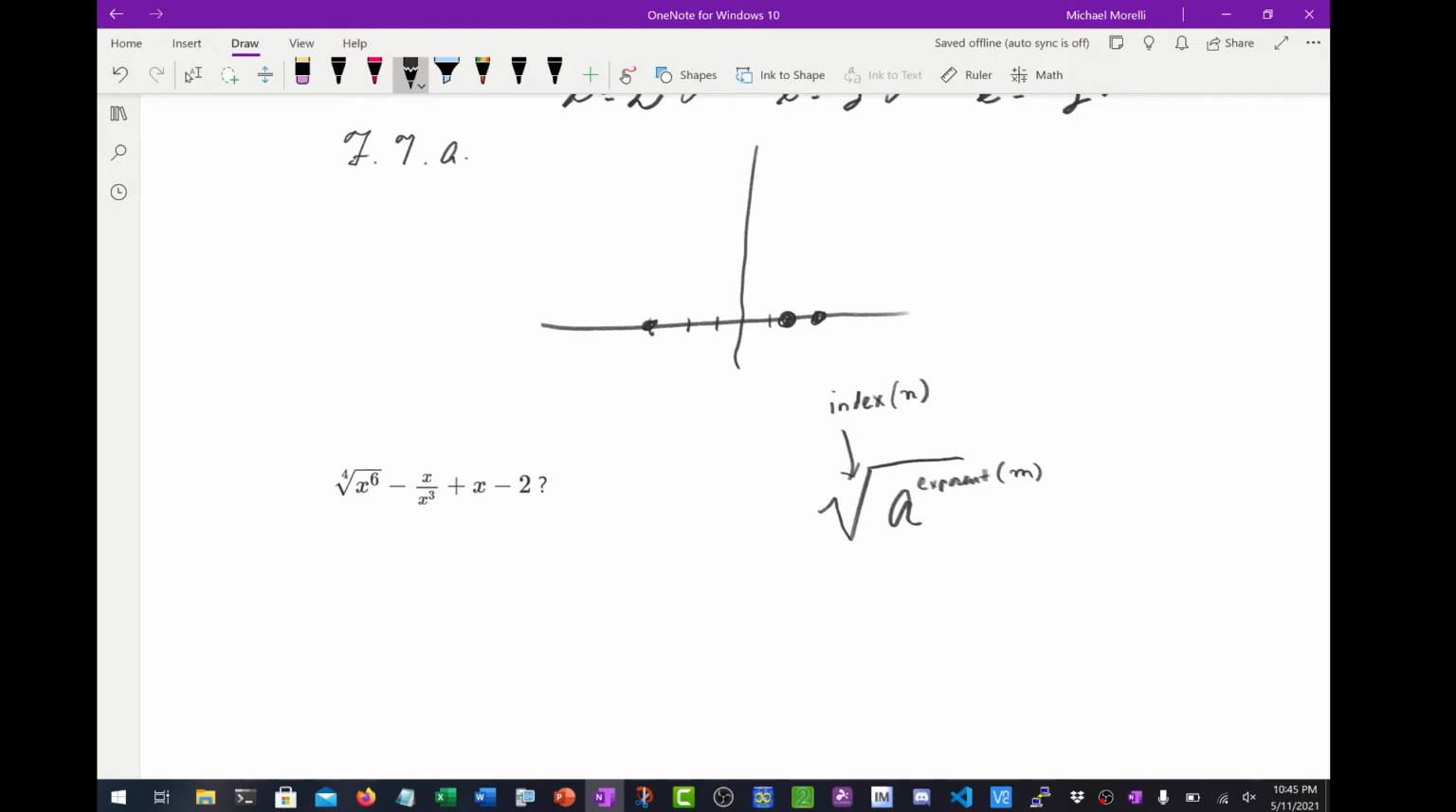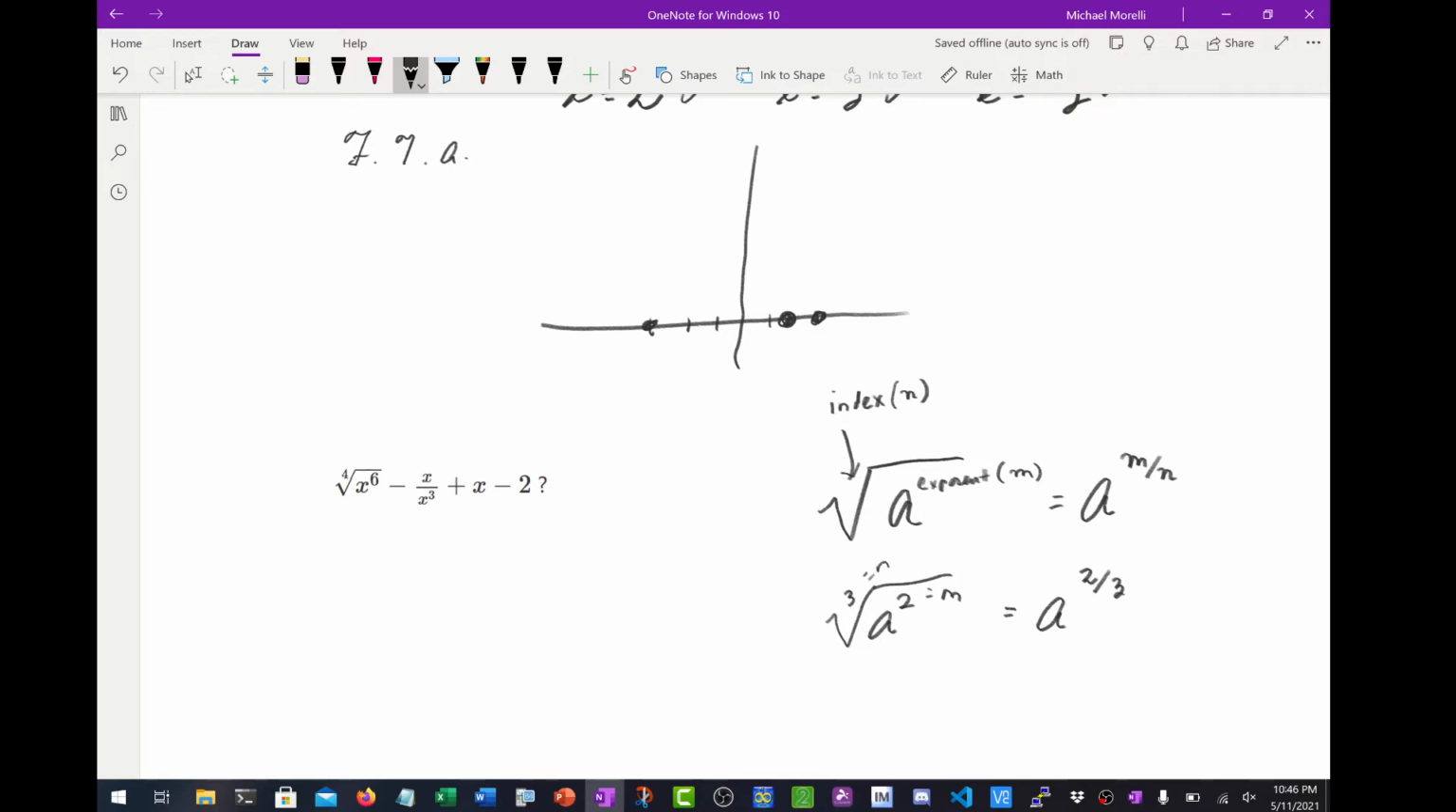Okay, so let's look at an example. If n equals 3, and I've got a raised to the power of 2, then we write this as a raised to the power of m over n. Okay, so that's equivalent to this radical expression. So in here, the 2 is the m and the 3 is the n. So I could rewrite this as a raised to the power of 2/3.